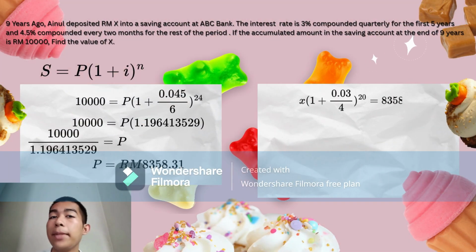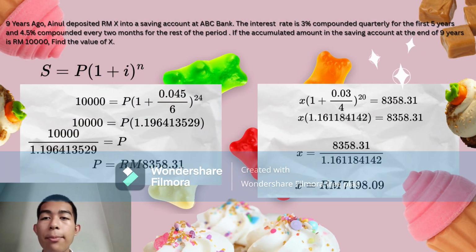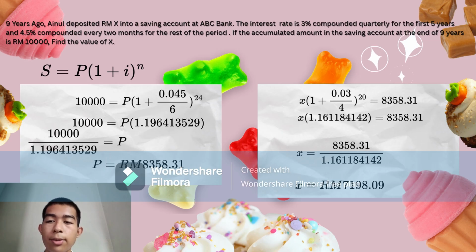Now I will summarize and explain the answer for question 2. The question needs us to find the original principal in the first 5 years. The future value has been provided, that is RM 10,000. The formula for this question is the same as question 1, the future value formula, S equal to P(1 + i)^n. Firstly, we just need to insert the information that has been given into the formula.